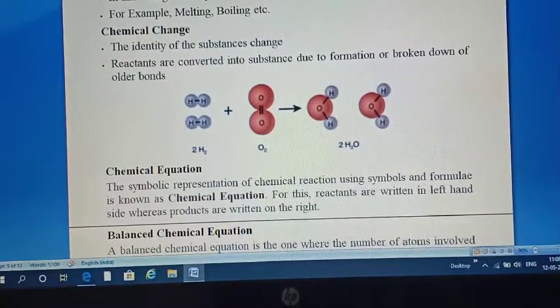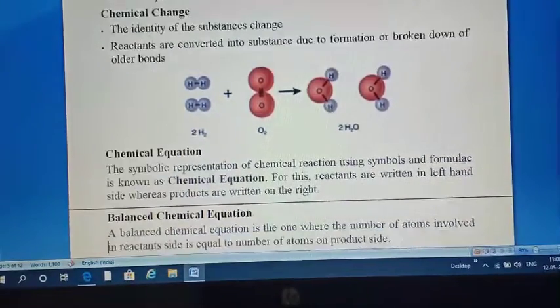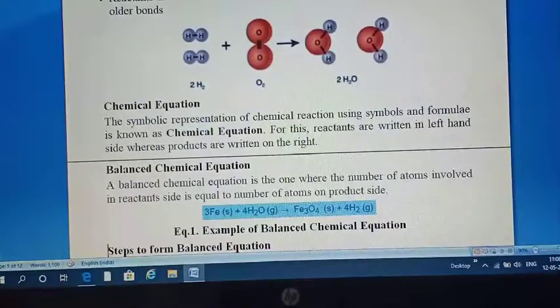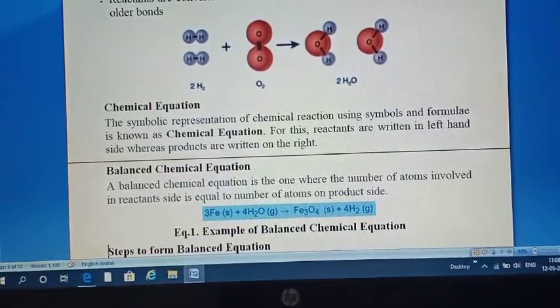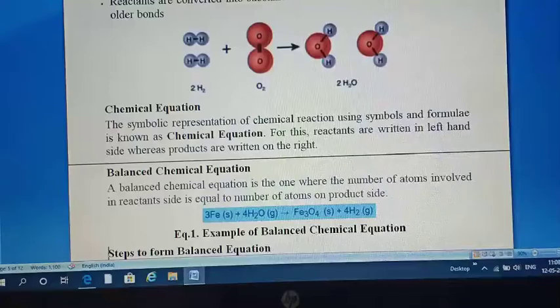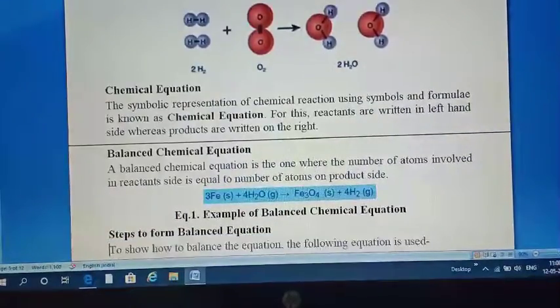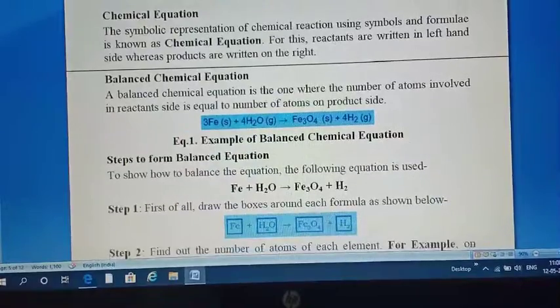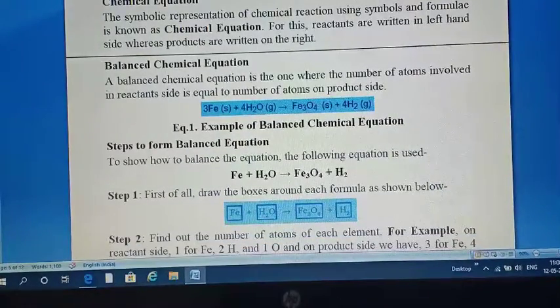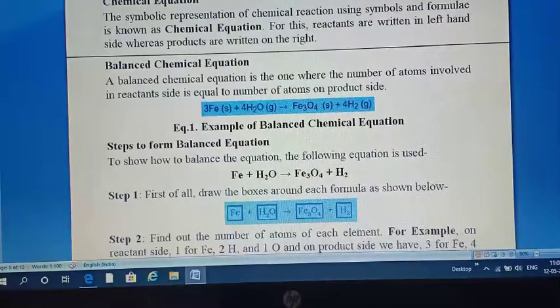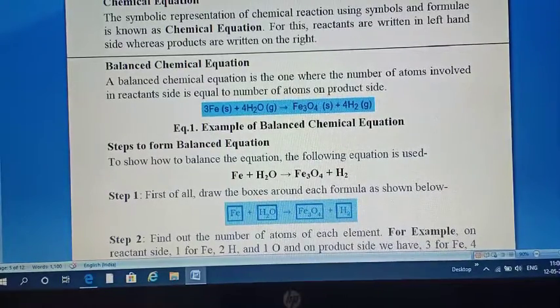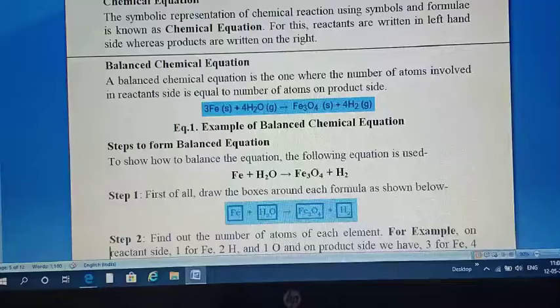Now the chemical equation. What is the meaning of a chemical equation? It is a symbolic representation of a chemical reaction using symbols or formulas. In this, we write the reactants at the tail portion of the arrow, whereas at the head portion we write the products.